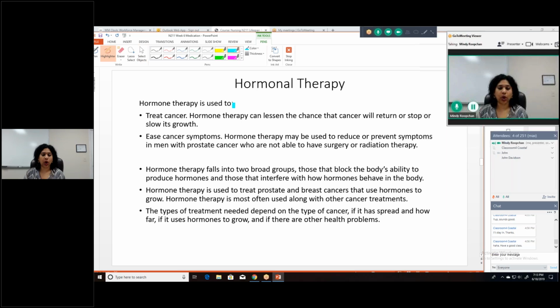Hormone therapy is used to also treat cancer because it lessens the chance that cancer is going to return or stop or slow its growth, easing the cancer symptoms.